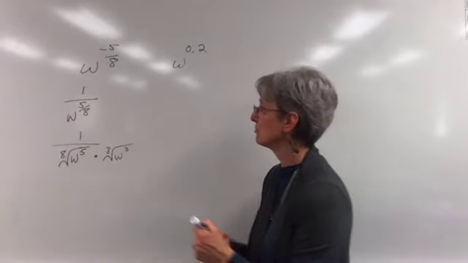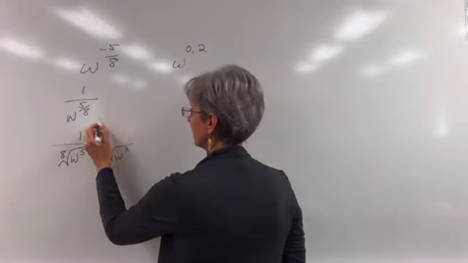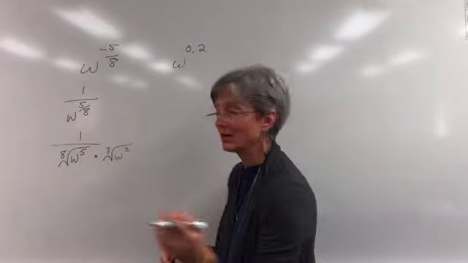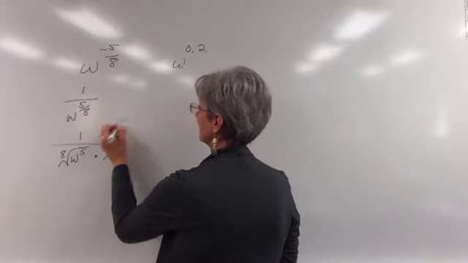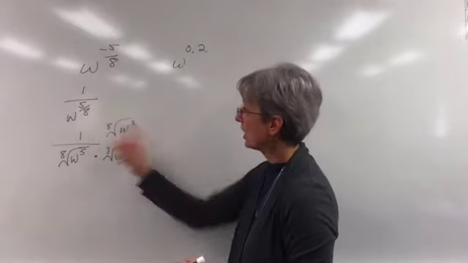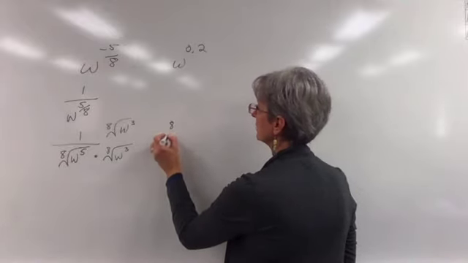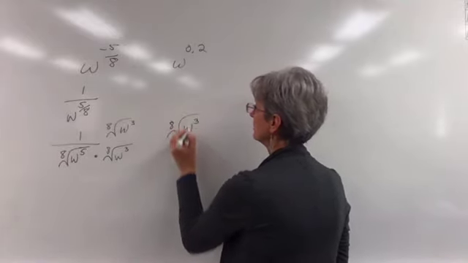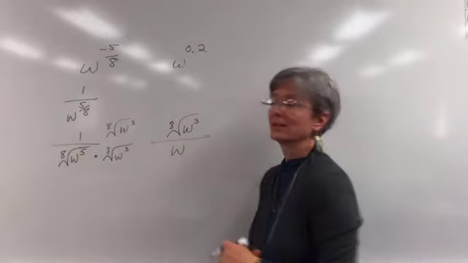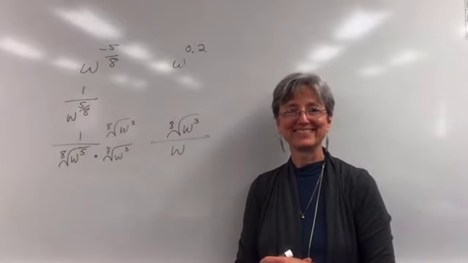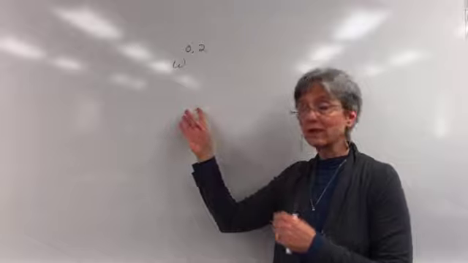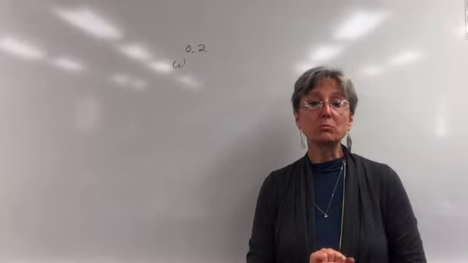But I also have to multiply my numerator by the same thing. So when I simplify this, I end up with the 8th root of w cubed over w. Whew. Okay, let's do the other one, w to the power of 0.2.